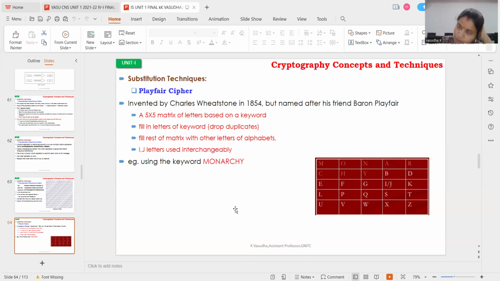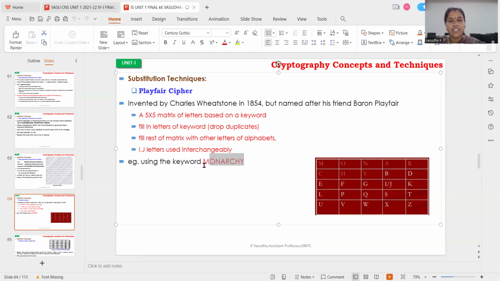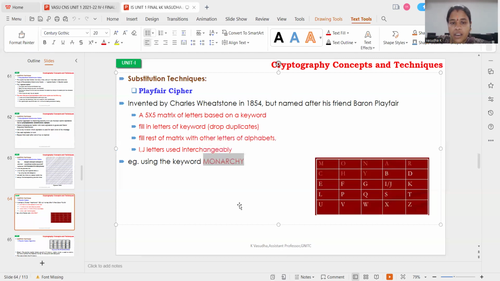We are seeing this example, every time a 5 by 5 matrix will be taken. This is the methodology of Playfair cipher. The 5 by 5 matrix will be filled with the complete letters. Here, monarchy is the given example keyword, and this is the plain text we have. Now I want to convert this plain text to the cipher text. What is the methodology I need to follow? These are the 4 steps we need to follow.